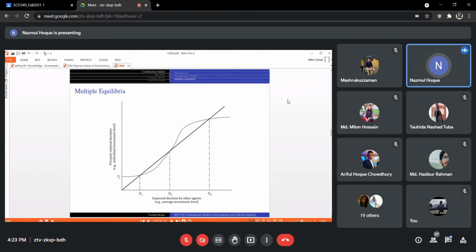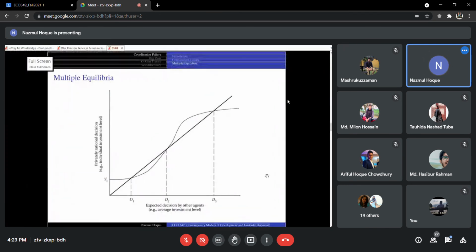Stable equilibriums are equilibriums where, if the economy, because of some shocks, moves slightly away from this equilibrium point, we'll come back to this point. So that's the stable equilibrium. This is going to be the case at D1 and also at D3.